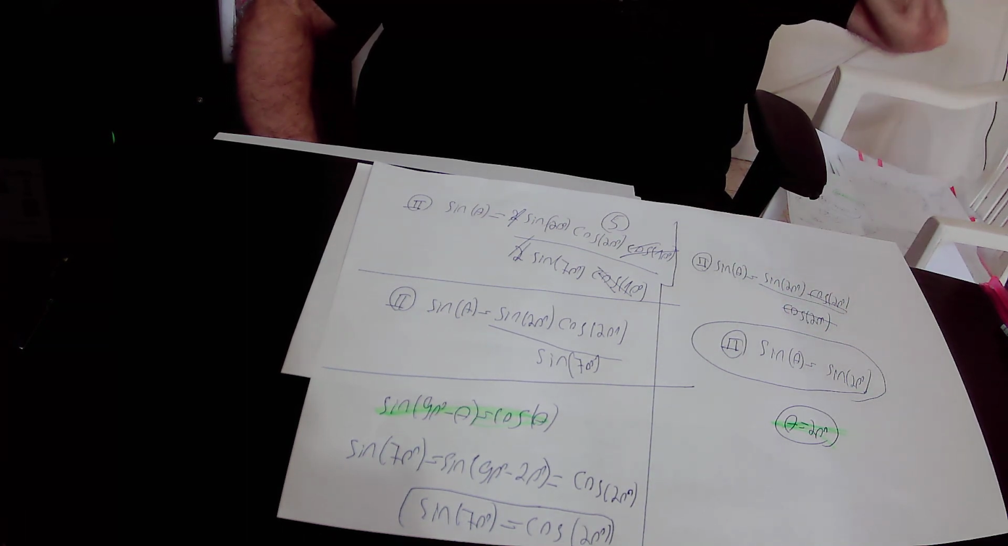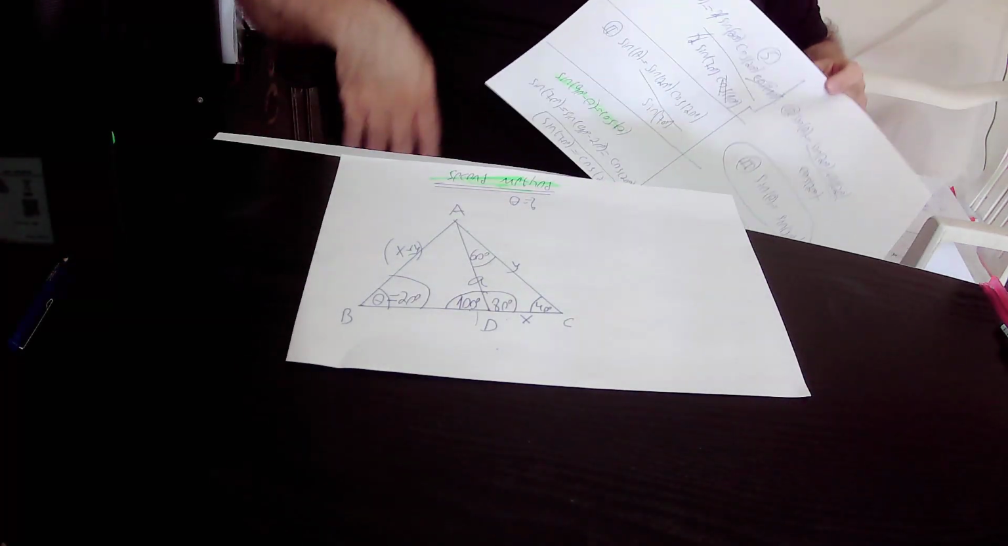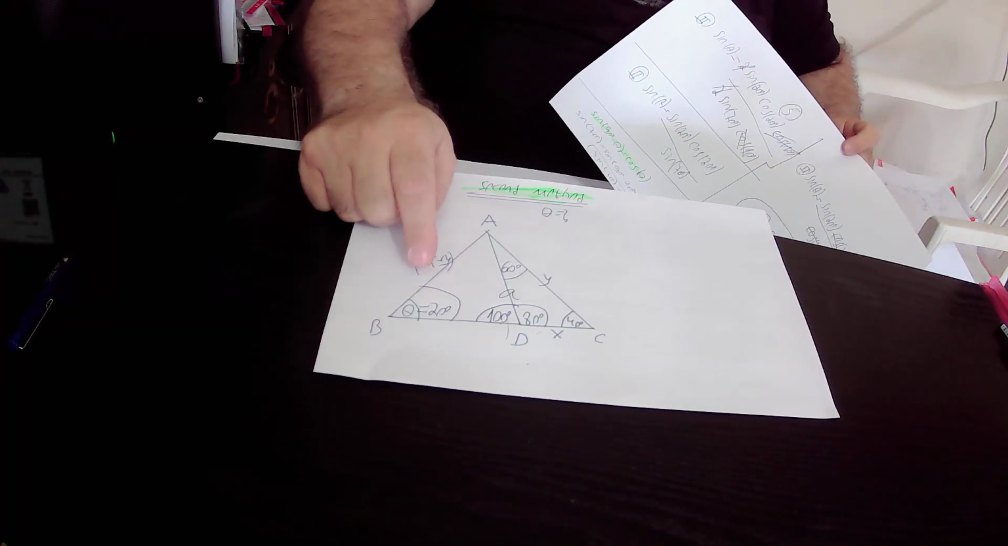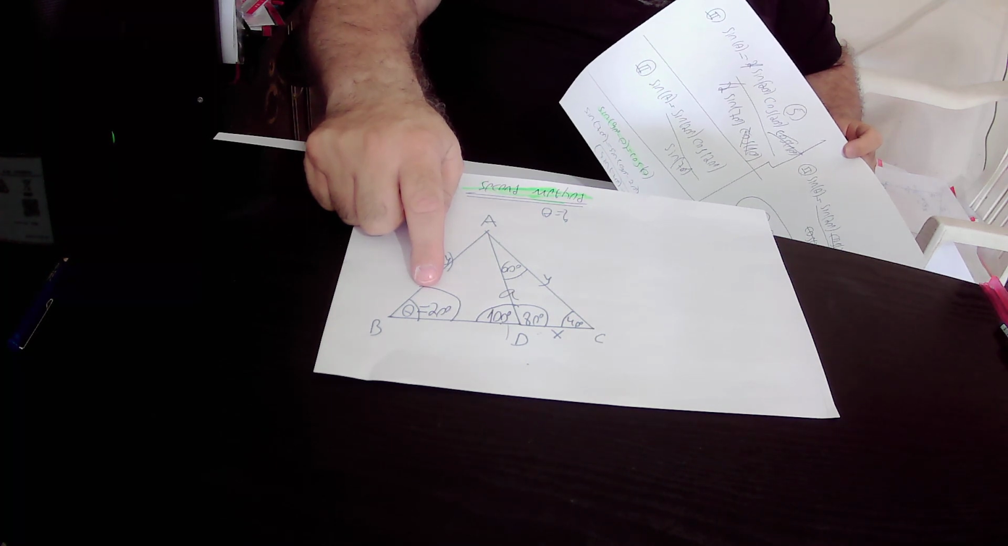So in both methods, we found out that the size of angle theta is equal to 20 degrees. The size of this angle theta, which is also angle ABC, is equal to 20 degrees in both methods.